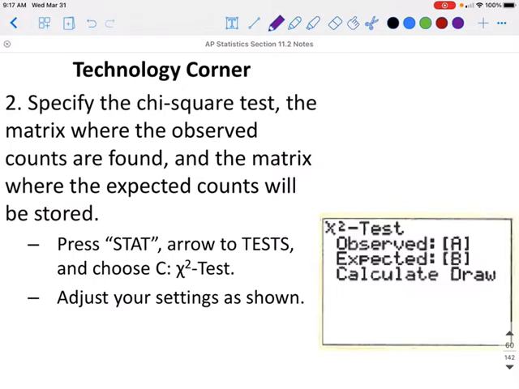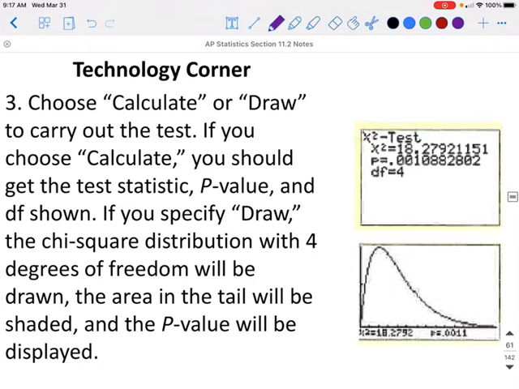So to do this, you're going to hit stat, and you're going to go over to test, and you're going to choose the chi-square test, and then we're going to adjust our settings. So our observed data is in matrix A. To do that, you would hit second, that x^-1 to get the matrix, and you would just select matrix A. The expected is matrix B. So again, you would hit second, hit the matrix button, and then just select the name of matrix B, and then you can calculate it.